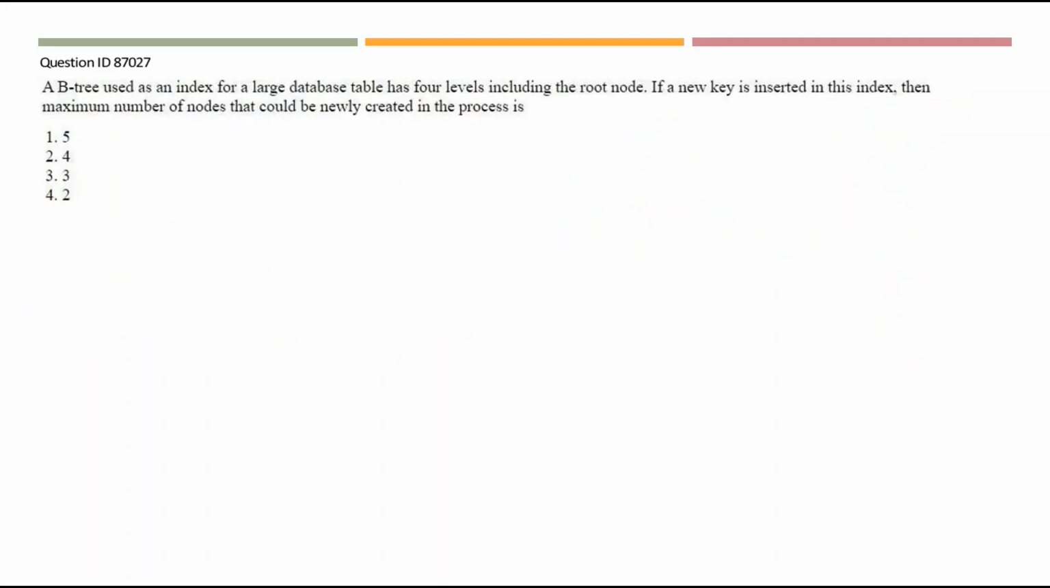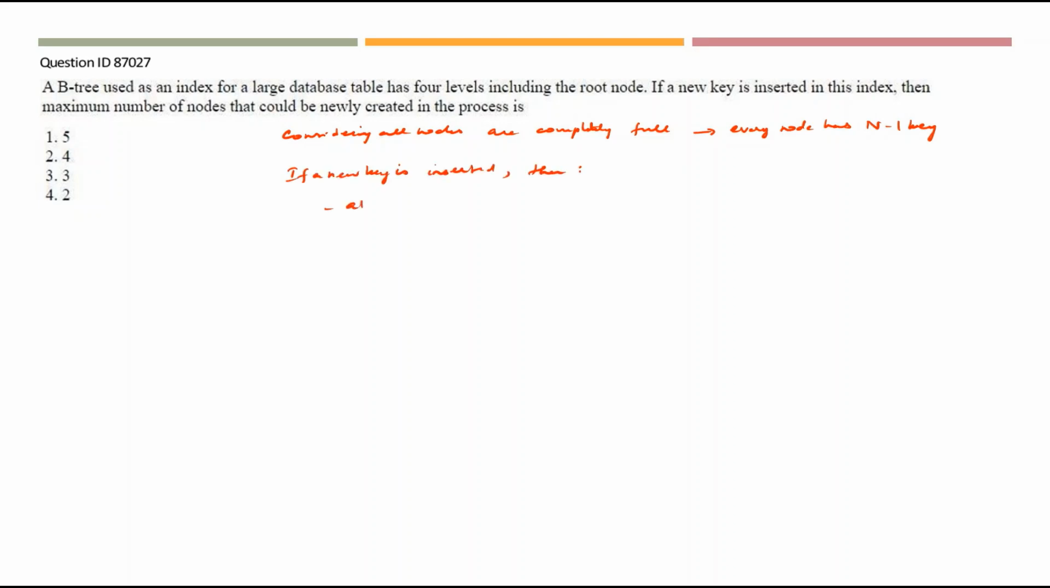Next question. A B tree used as an index for a large database table has 4 levels including the root node. If a new key is inserted in this index, then what is the maximum number of nodes that could be newly created in the process? Considering all nodes are completely full, this means every node has n minus 1 keys. So if a new key is inserted, then two things will happen. At every level, there will be a new node created. Level 1, level 2, level 3 and level 4.